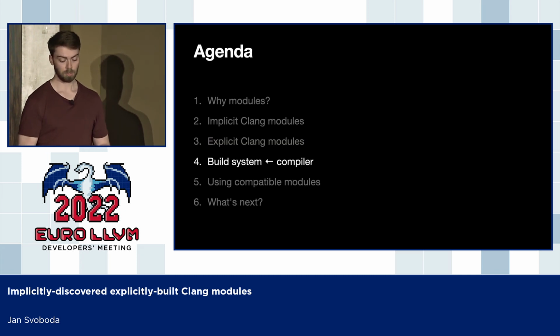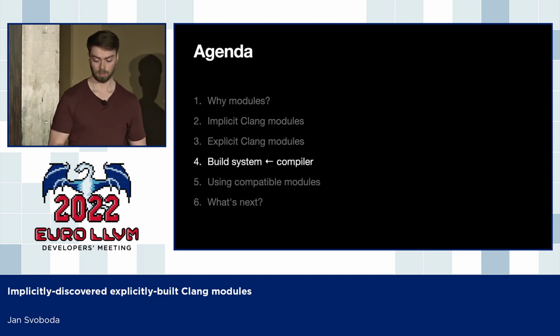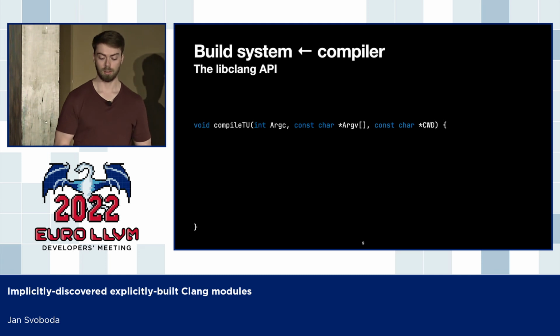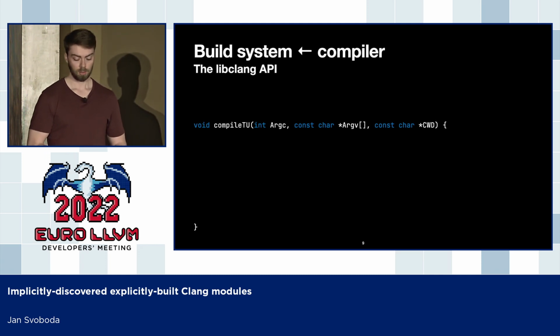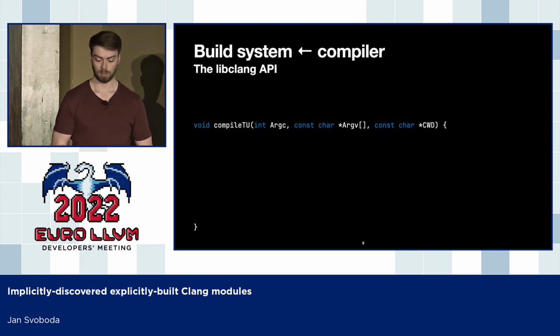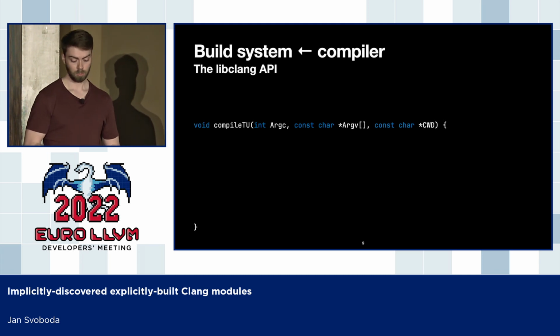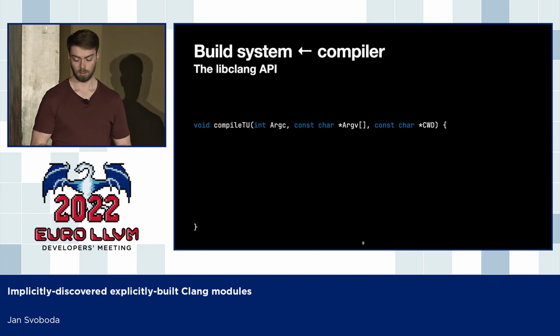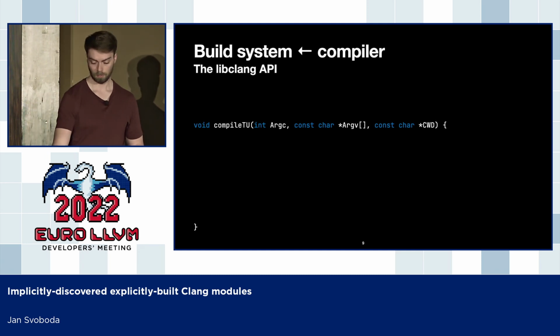But how does the scanner communicate the dependencies with the build system? Well, we have created a libclang API, and here is an example usage. Let's try to compile a translation unit that imports some modules. All we need to know are the compiler arguments set up for implicit modules and the current working directory.